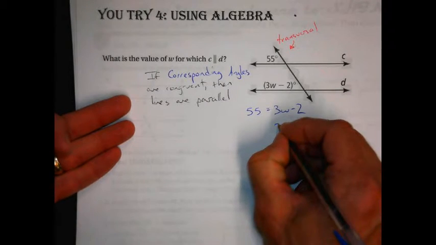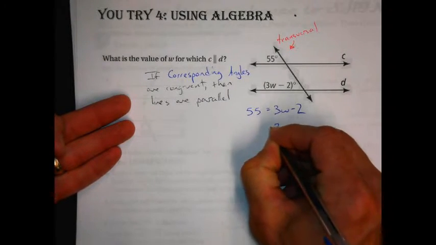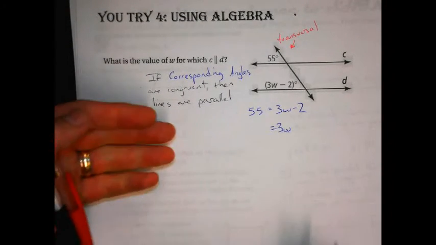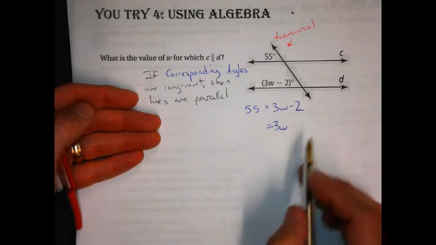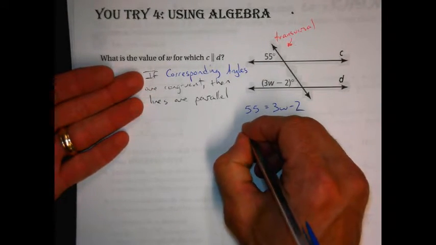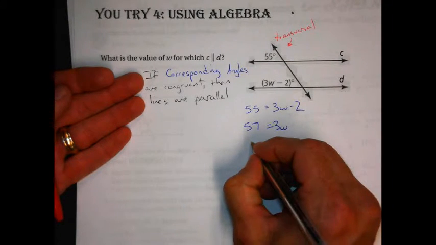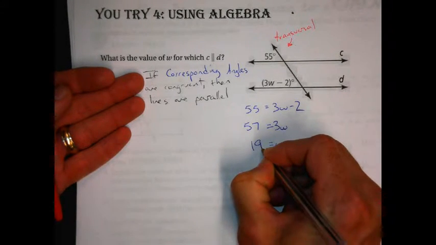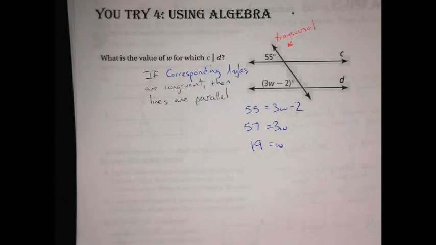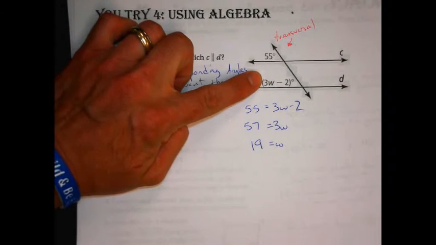And I'm going to use the addition property of equality to get 57. And then I'm going to use the division property of equality to get 19. And now we know W is equal to 19. Or very similarly, if you know that, well, it's the same thing, right?